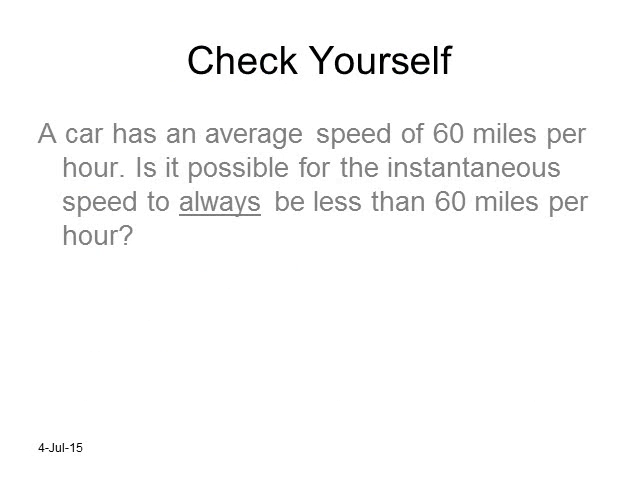So, a car has an average speed, yeah, this is my son's car, of 60 miles per hour. Is it possible for the instantaneous speed to always be less than 60 miles an hour? Ha! Yeah, we all know the answer to that one.